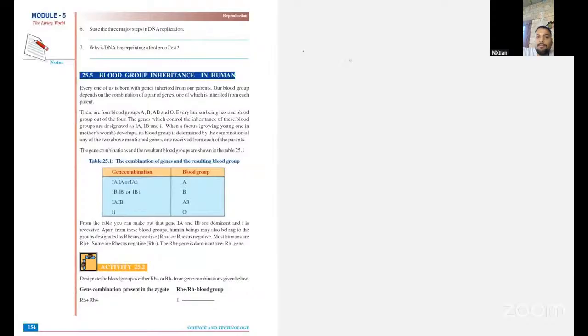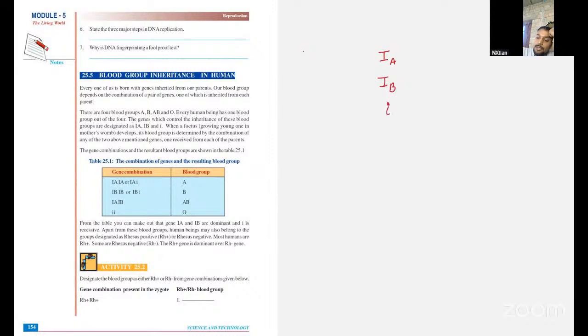So we have some alleles which decide the blood group. We have three types of allele in this. First is capital IA. The another one is capital IB, and the small i, which is recessive.